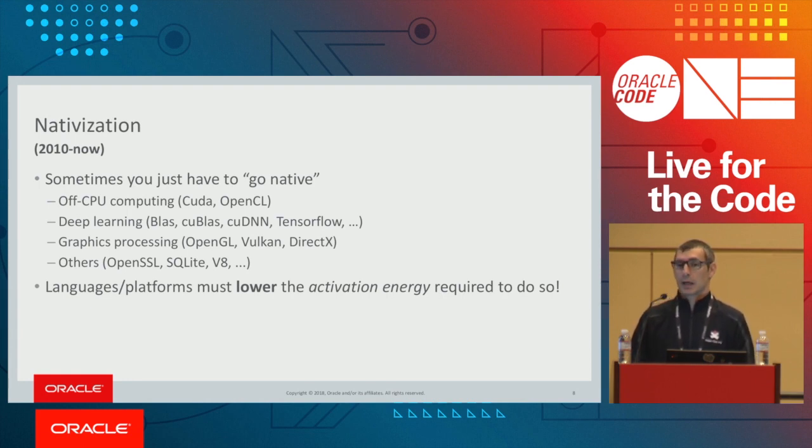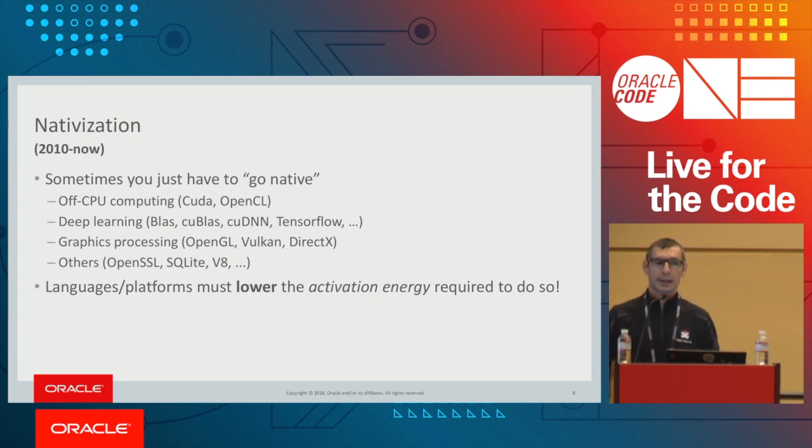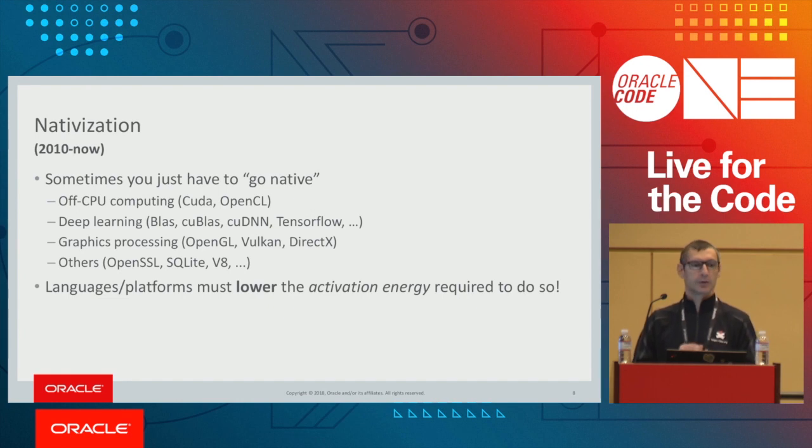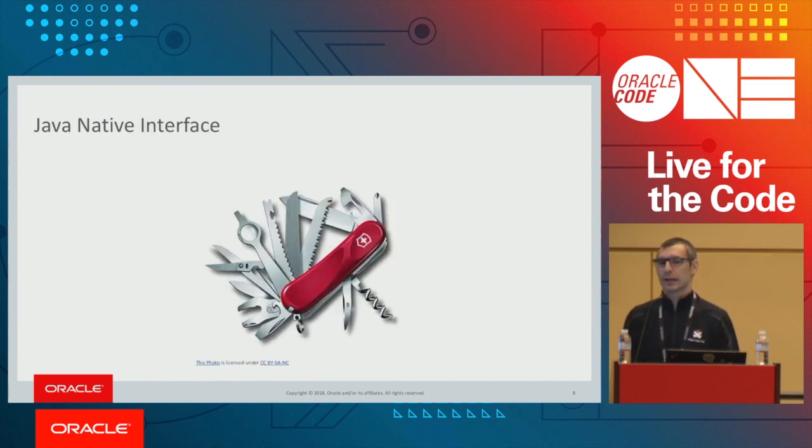Or maybe just using a popular library that is available there, like OpenSSL, SQLite, or V8 for JavaScript. And the best thing that a language or a platform can do at this point in time is actually to lower the activation energy that is required for a programmer to access those libraries. So if it is very clunky, well, it turns out the programmers will never take advantage of those libraries. And the Java solution to all this is JNI, which is a very general framework, but it's also very hard to use and very error-prone when you just want to be able to access a native library.